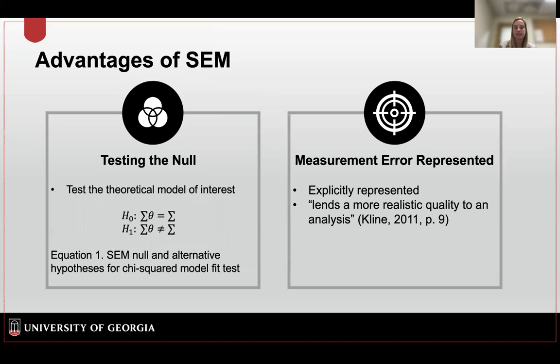Measurement error in SEM is explicitly represented, which is a limitation of many other statistical methods. Statistical techniques like multiple linear regression assume independent variables are without error. The ability of SEM to represent error lends a more realistic quality to an analysis.